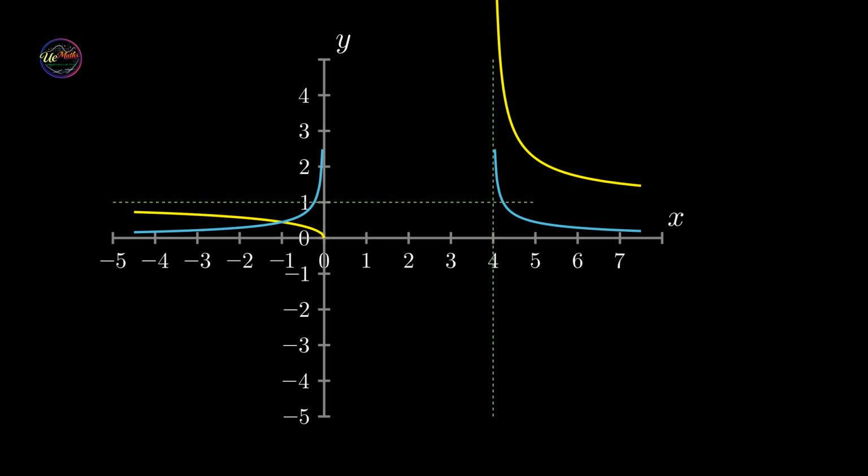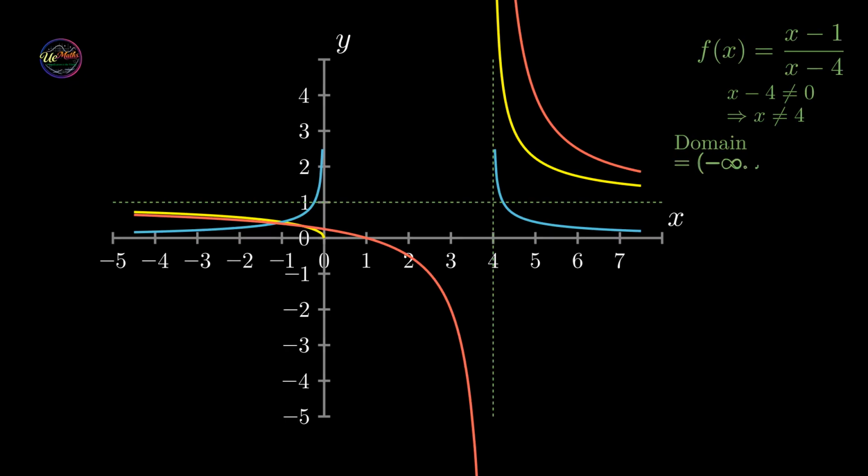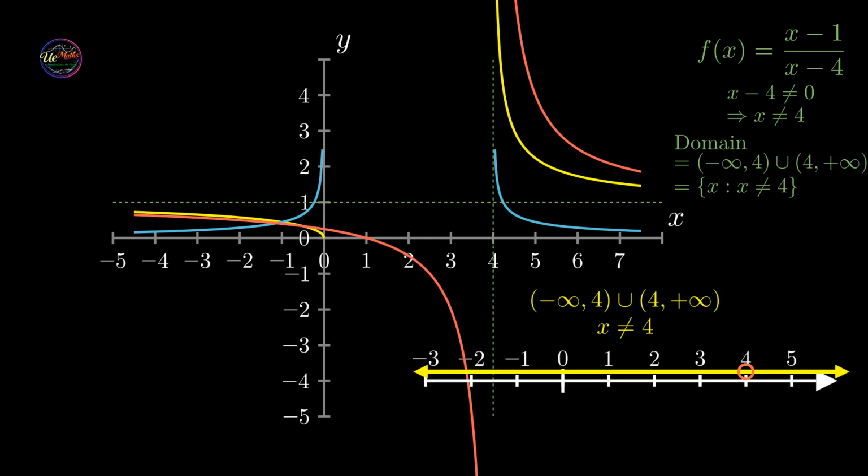The red curve shows f of x equals x minus 1 divided by x minus 4. This is a rational function. The only restriction is that the denominator cannot be 0. The denominator x minus 4 equals 0 when x equals 4. Therefore x equals 4 must be excluded. There is a vertical asymptote at x equals 4. The domain is all real numbers except x equals 4. Domain equals the union of the open interval from negative infinity to 4 and the open interval from 4 to positive infinity.